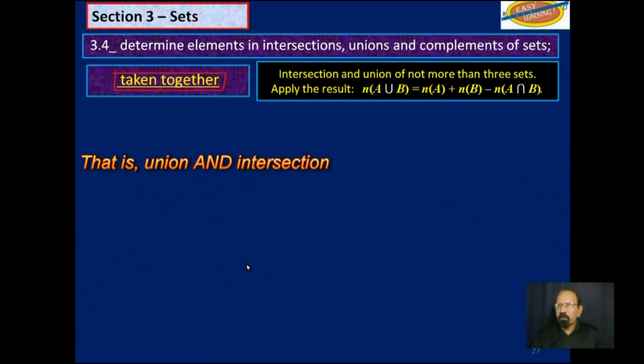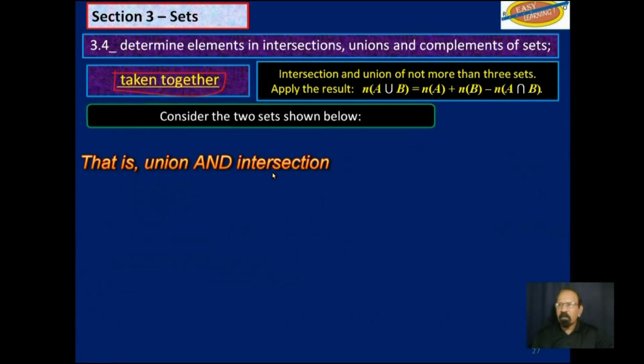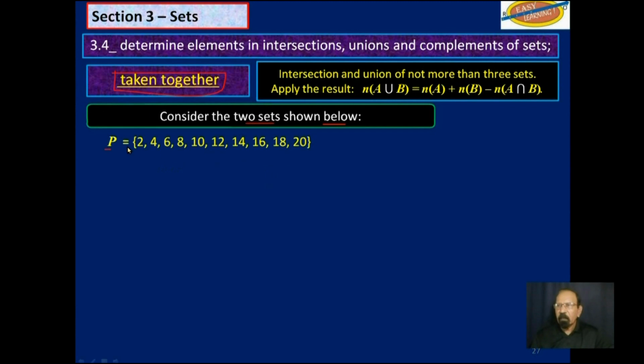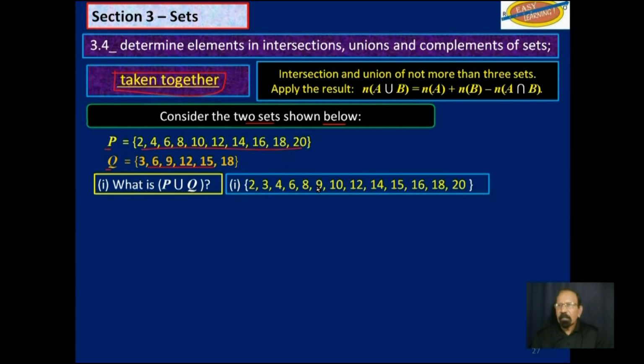Let's take all of those together. Consider the two sets shown below. The set P has these elements. The set Q has these elements. So what is P union Q? It will be all the elements in the two sets listed once. So it'd be 2, 3, 4. You only list them once. So this 18, for example, here, you don't list it a second time.